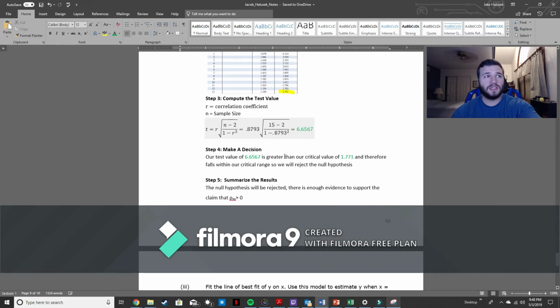Step 4 is to make a decision. Our test value of 6.6567 is greater than our critical value of 1.771, and therefore falls within our critical range, so we will reject the null hypothesis. Step 5, summarizing. The null hypothesis will be rejected. There is enough evidence to support the claim that rho is greater than 0.